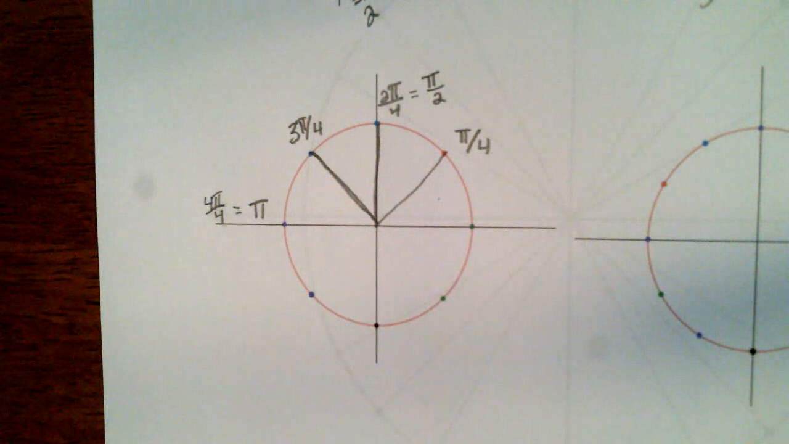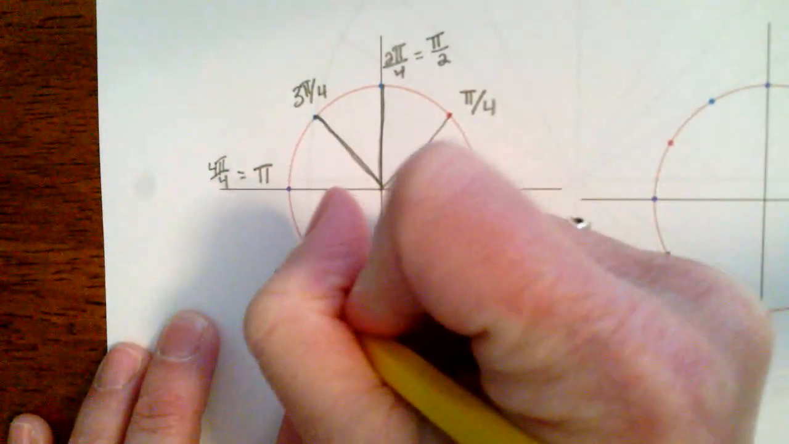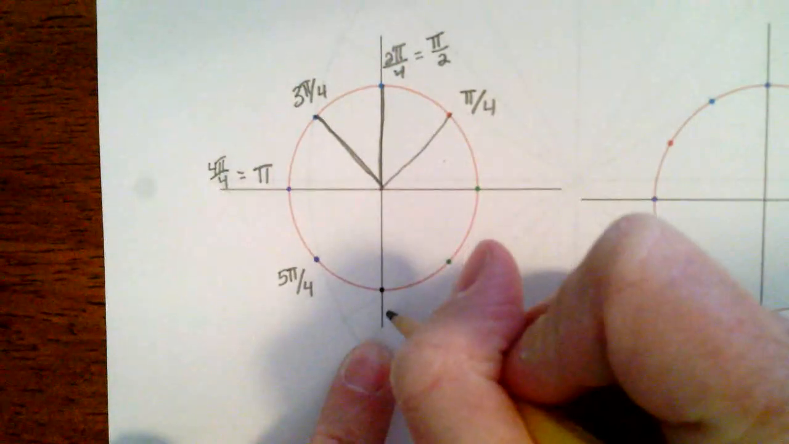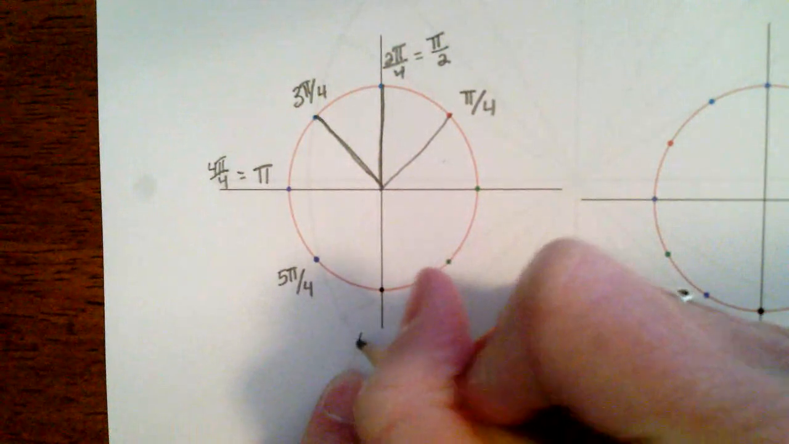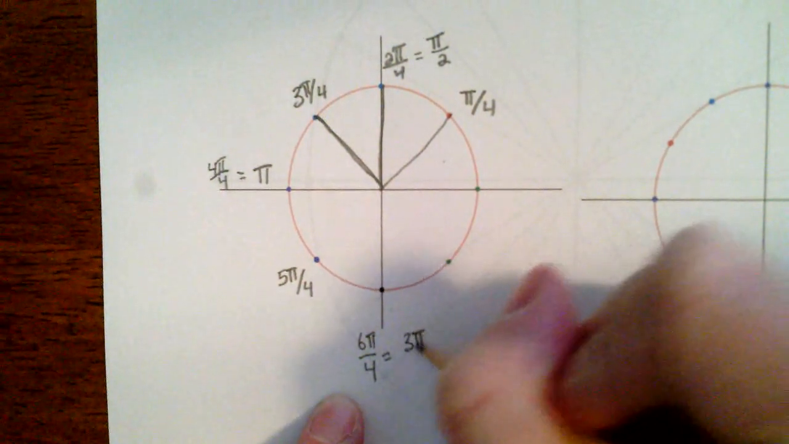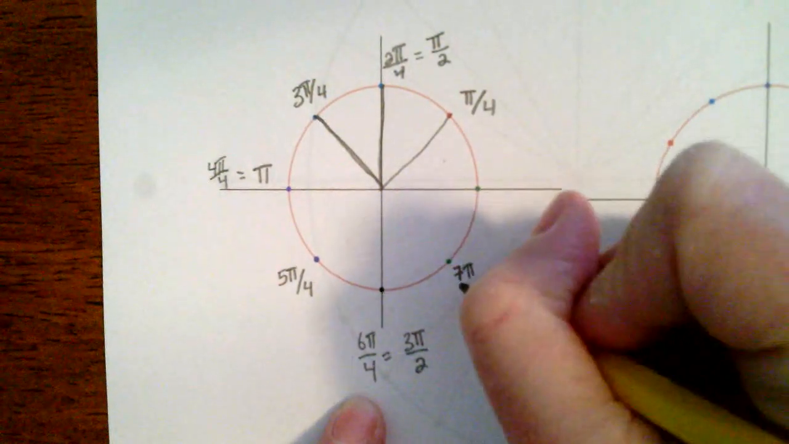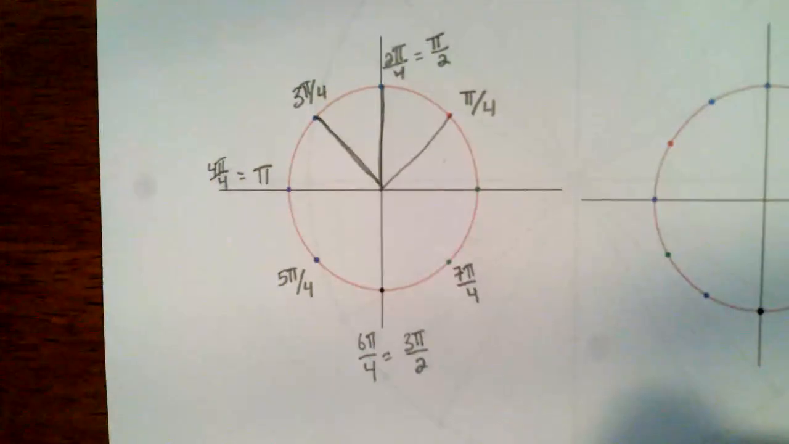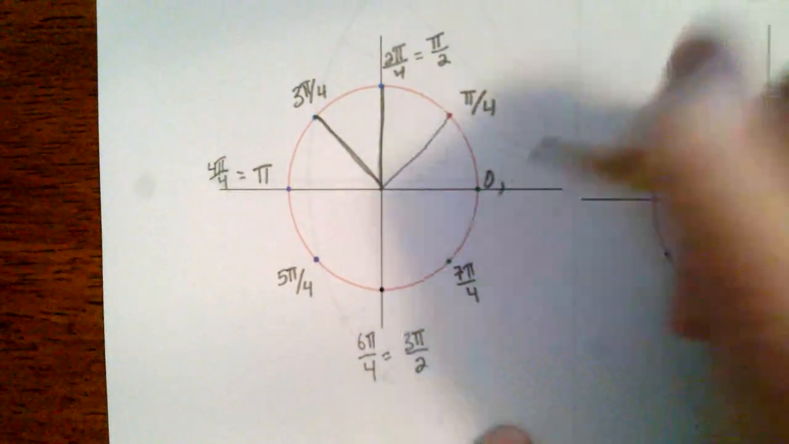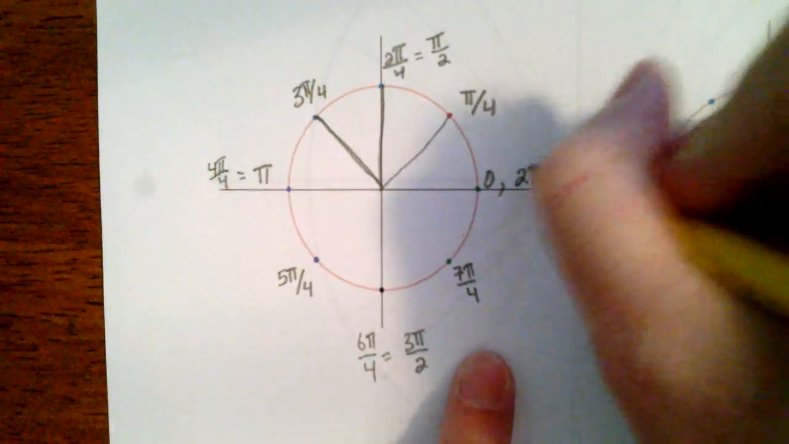Okay, and we can continue around. I'm hoping I don't have to draw in the segments, but hopefully you can see that this is 5 pi over 4. This is going to be 6 pi over 4, which is equal to 3 pi over 2. This is 7 pi over 4. And this is 8 pi over 4, this was 0, and it's also 8 pi over 4, which we can see is 2 pi.